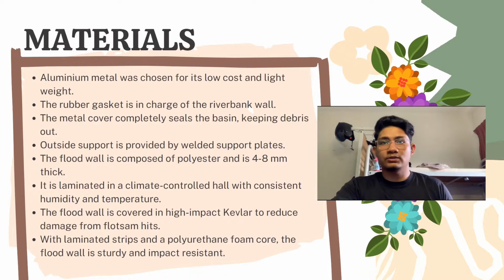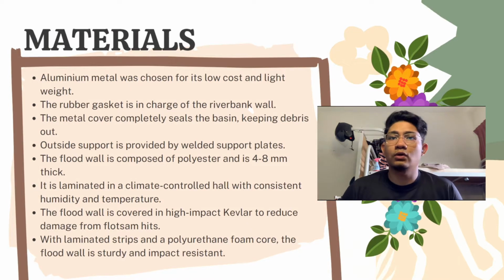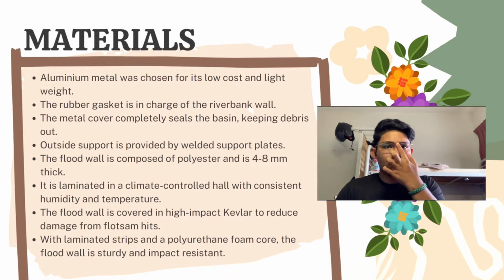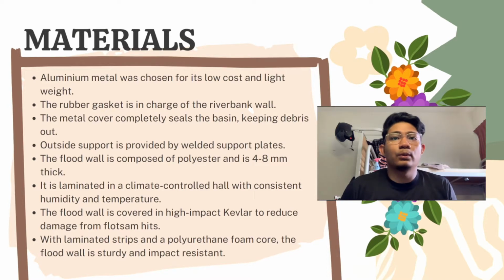Next, for the construction process is the material. The materials we're using are aluminium metal, for its low cost and light weight. The rubber gasket is in charge of sealing against the riverbank wall. The metal cover is completely sealed in the basin to keep the debris out. The formwork is composed of polyester and is 4 to 4.8 mm thick.